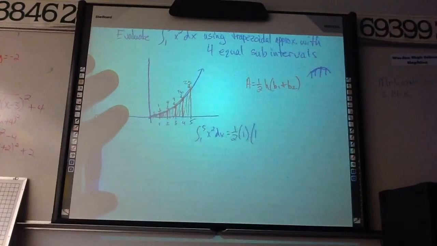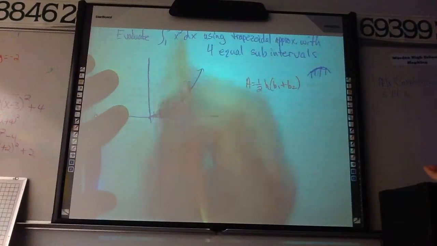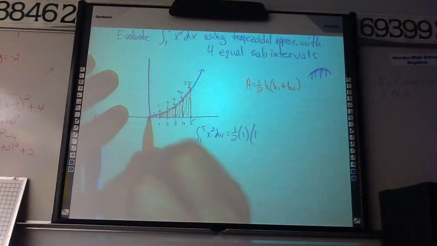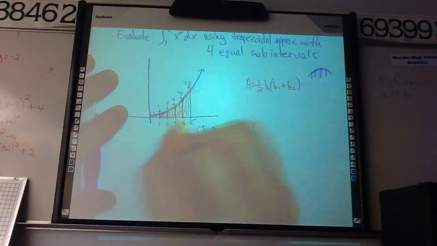I keep wanting to do like 1, because it's a little over. I forget to use the function. Don't assume. Use the function. Plug in 1, 2, 3, 4, 5. Those are my y values.